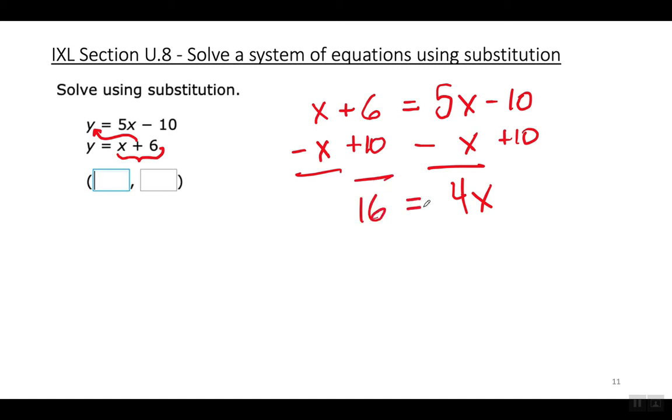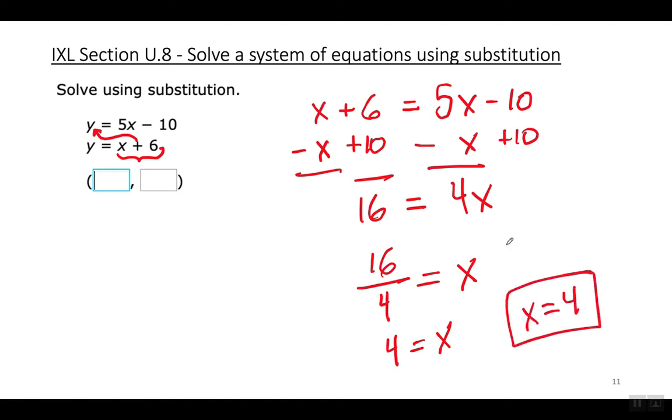So 4x equals 16, so x equals 16 divided by 4, so x is going to equal 4. X equals 4. That's the first part of my answer. Now look, mental math, just plug it in right there and do 4 plus 6. Y equals x plus 6. So if x is 4, put the 4 right there. Y equals 4 plus 6. So y is going to be 10.